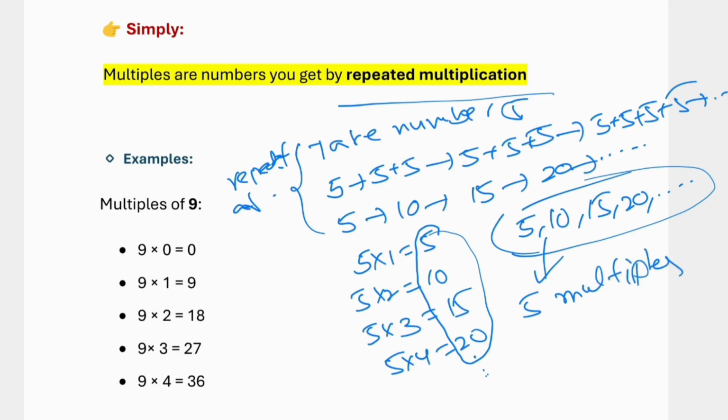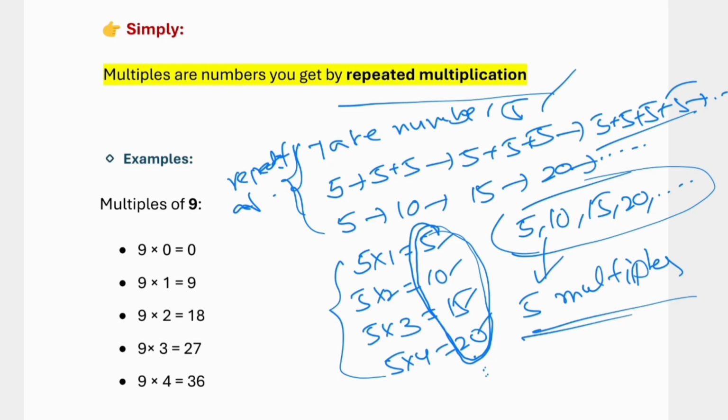Is it clear? Again I repeat. Above, the process is repeated addition. In that process we add 5 in every next step, so we get the result 5, 10, 15 and 20. Below I draw the 5 table, and in the 5 table result we get 5, 10, 15, 20 and so on as the answers. So these are the multiples of 5.